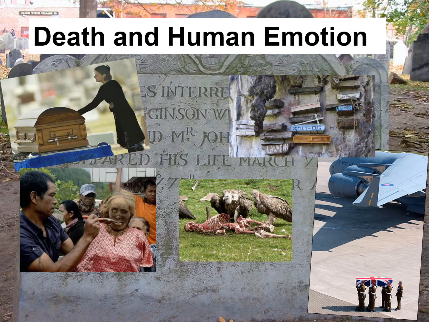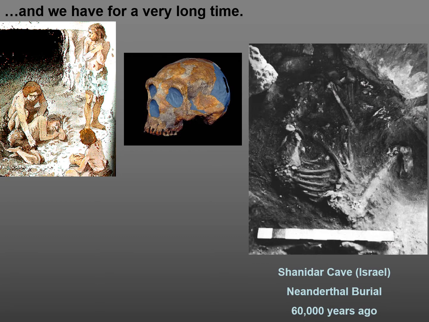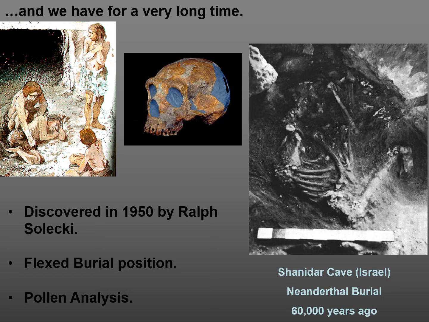So no matter what culture you're looking at, no matter what human group you're looking at, we all have some sort of ceremony, some sort of opinion, some sort of emotions that go along with death, right? So responses to death are what we in anthropology call a cultural universal, right? It's something that occurs in every single culture. And we have cared for a very long time about death, right? Some of our earliest burials go back to the Neanderthals at or around 60,000 years ago. And these first burials were discovered by Ralph Solecki in 1950, right?